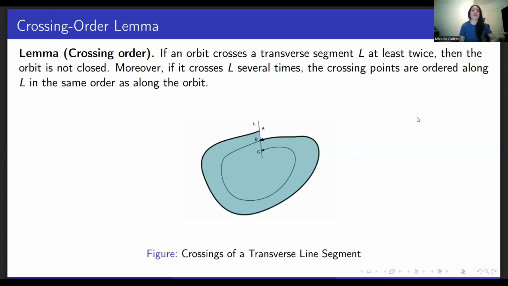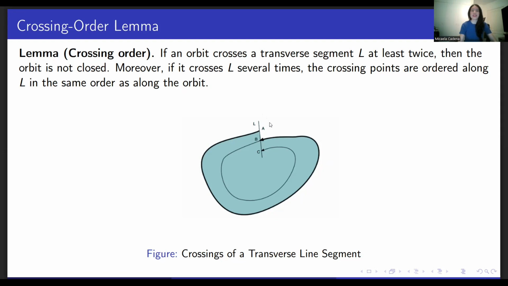Now we can introduce the crossing order lemma, which states that if an orbit crosses a transverse segment L at least twice, then the orbit is not closed. Moreover, if it crosses L several times, we will have that the crossing points are ordered along L in the same order as along the orbit.